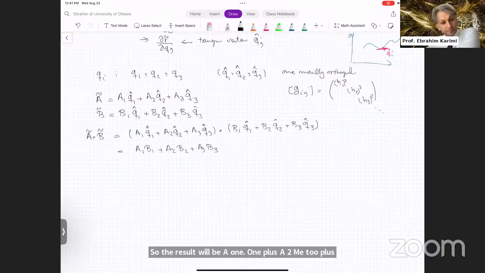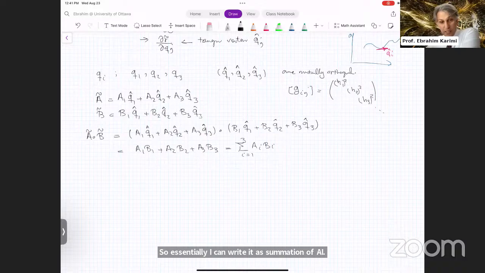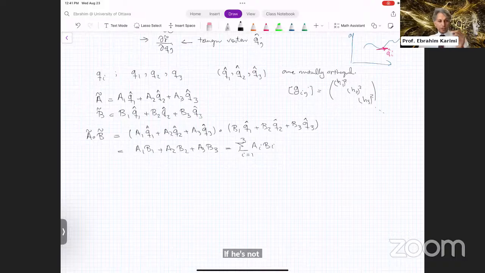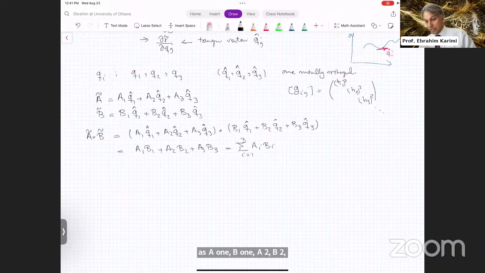Is that clear? Essentially, I can write it as the summation of Ai Bi, with i changing from 1 to 3. So the dot product that we introduced is still valid here and is working with no problem. If Q1, Q2, Q3 are not orthogonal to each other, then I cannot write it as A1 B1, A2 B2, A3 B3. I have to do the entire product, and I have the explanation for that. Okay? It's clear.